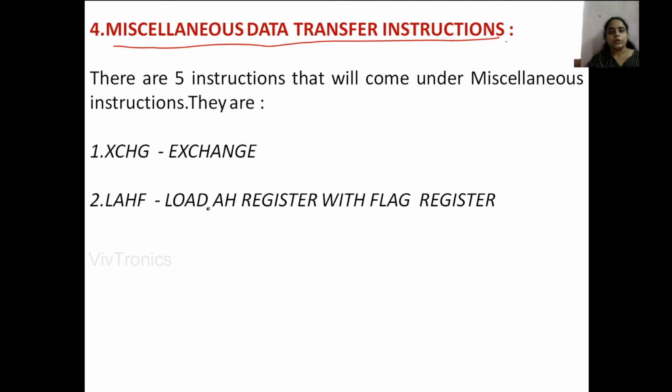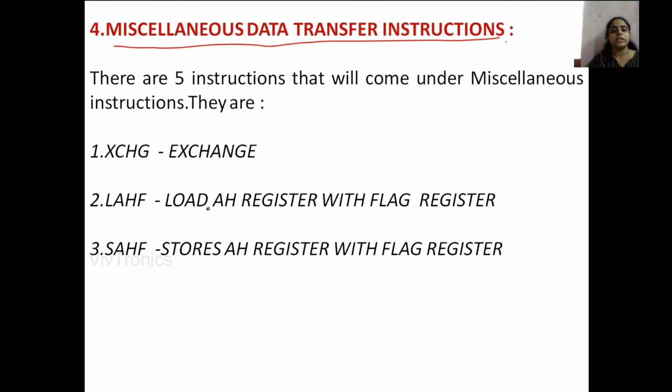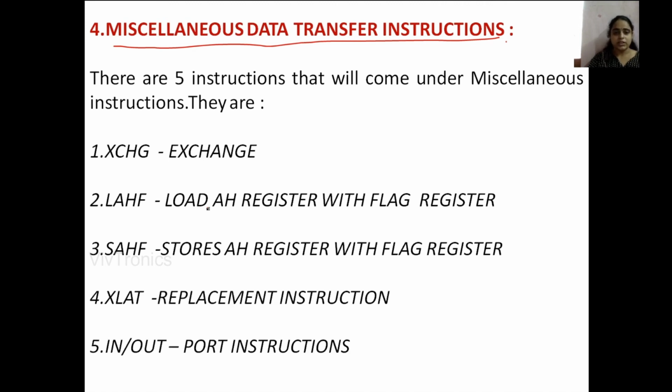We are also going to see about the functionality and few live examples for these miscellaneous data transfer instructions. Third one is SAHF, stores AH register with flag register. XLAT, replacement instruction, IN or OUT, these are the port instructions. Okay, so now let us see one by one in detail.